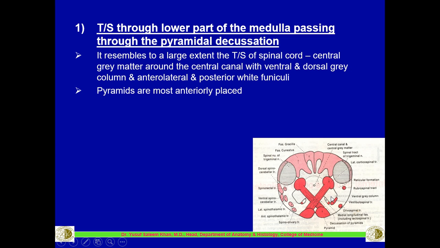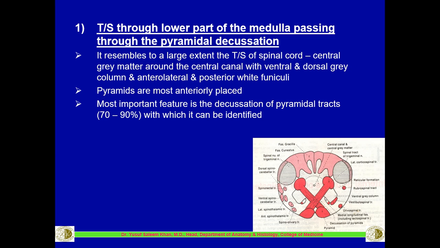So here is the ventral gray column, which is separated from the central gray matter by the decussation of the pyramid. The pyramids are most anteriorly placed. If you take a section, wherever the pyramid is, that is the most anterior region of this section. And as I said before, 70 to 90% of the fibers cross from this pyramid to the other side, and then they form the lateral corticospinal fibers.